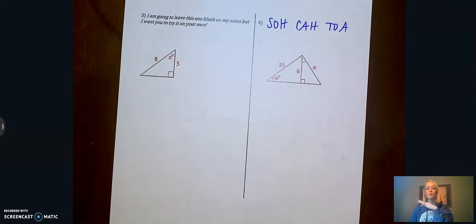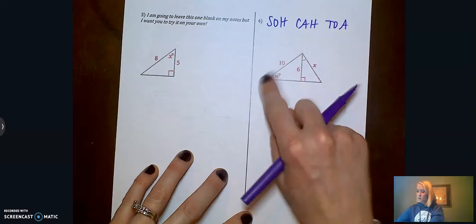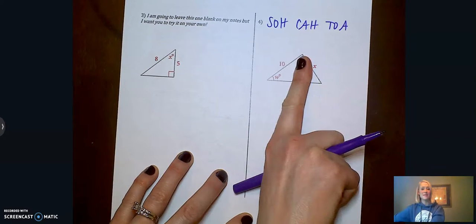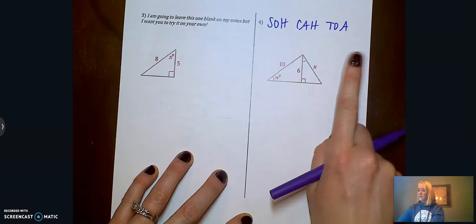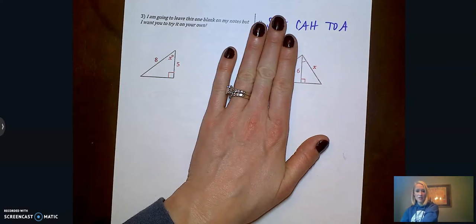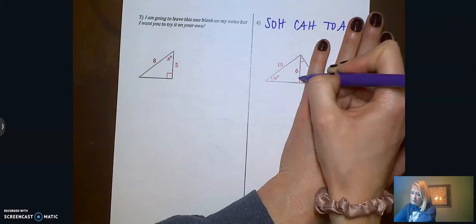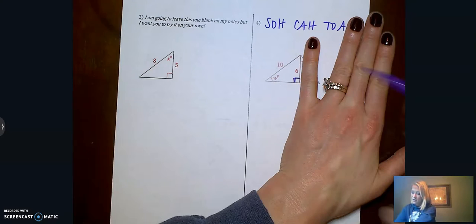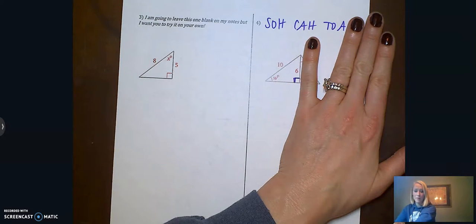SOHCAHTOA only works in right triangles. So if you looked at this whole triangle, take that out, that's not a right triangle. That tells me I either have to look at this triangle or this one. There's a right angle right there. I can't do SOHCAHTOA on the whole thing because there'd be no hypotenuse, there'd be no opposite and adjacent leg.